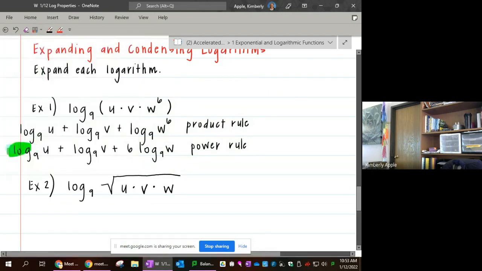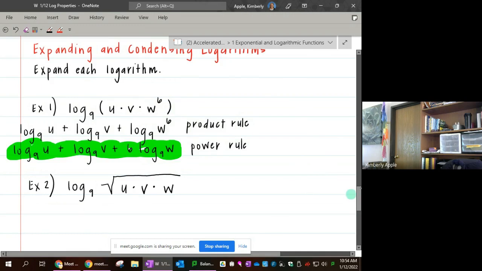So this is your fully expanded. And you know it's expanded because there's only one thing in the argument. Remember, the argument is what's inside the log. So it's just the log base 9 of one thing, 6 times the log of one thing. That's a fully expanded logarithm. No exponents, no products, no quotients inside. Okay, let's do the next one.